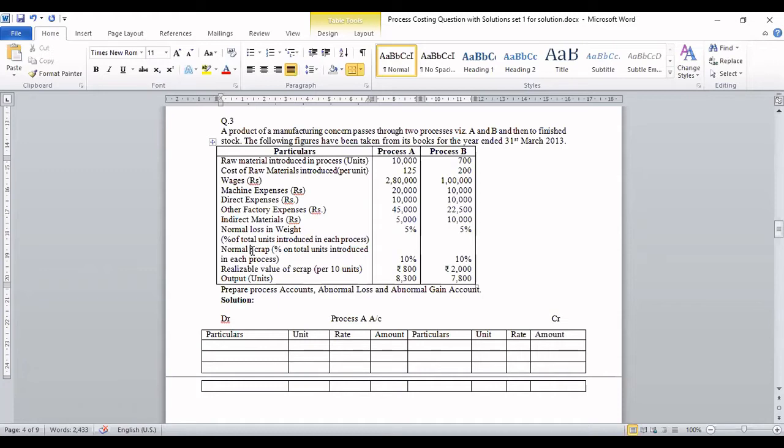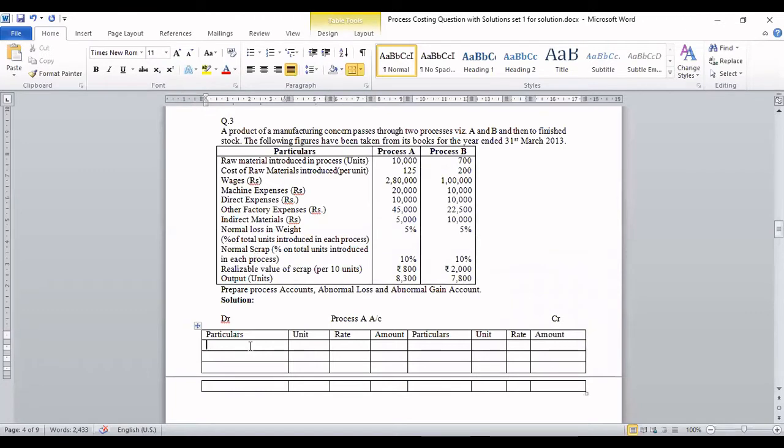Normal loss will not have any monetary value. You cannot get any return for that. But the bad quality one, the normal loss quantity, you can get something at scrap value. Is this clear, everyone? Yes or no? Have you understood the difference? Yes, sir. Okay, fine. So, chalo, let's start with the solution.